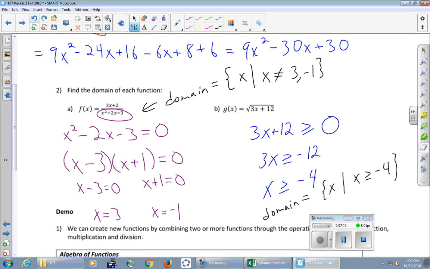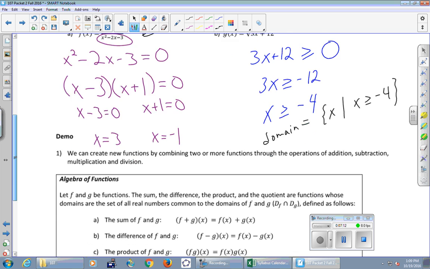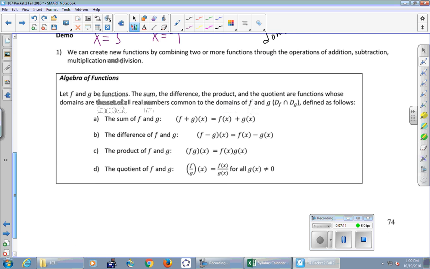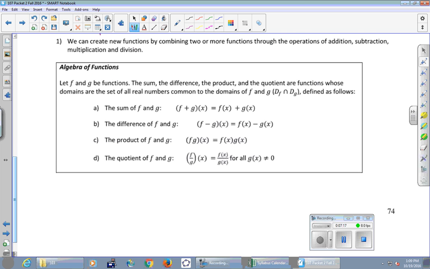Okay, so let's move on now to the demo. Today is all about creating new functions from old functions. So if you have two functions in your hands, you can combine them in a variety of ways, and that's what we're after in this lesson.